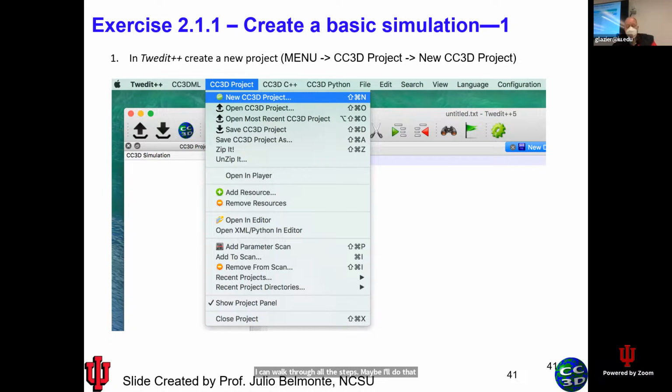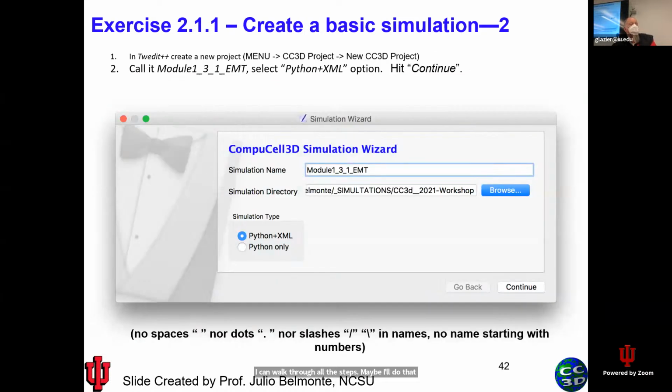So you're going to go to CC3D project, new project, and then you're going to give it a name. You can see this was from the 2021 workshop that Julio did. In this case, we called it module 1.3.1_3_1_EMT, but you can give it a name like simulation 1 or exercise 1 or 2_1. Don't use a point in the name. And select Python plus XML as an option. That's the default.